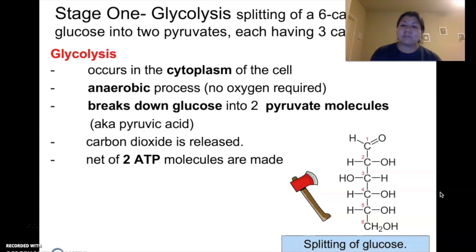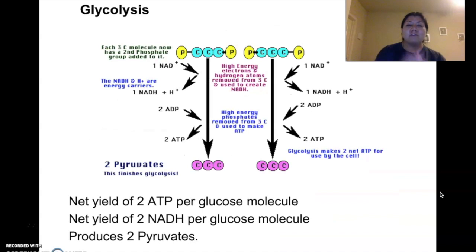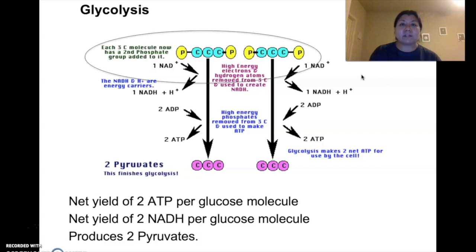And so when you split that glucose, you end up splitting it in half. So you can see right here, it's split directly in half. Now I have two molecules, each of them has 3 carbons. And so those 3 carbons, those are my pyruvate molecules. And so during glycolysis, I'm going to be able to produce a couple of other byproducts.